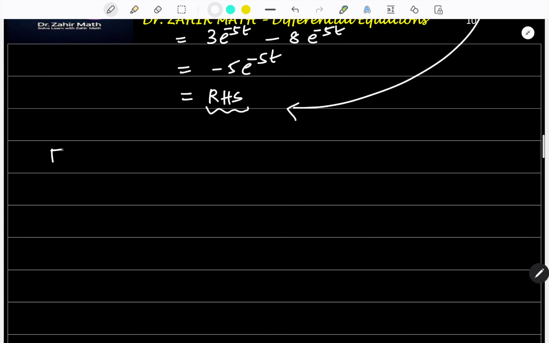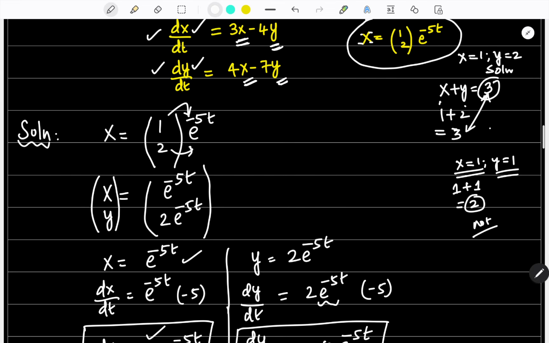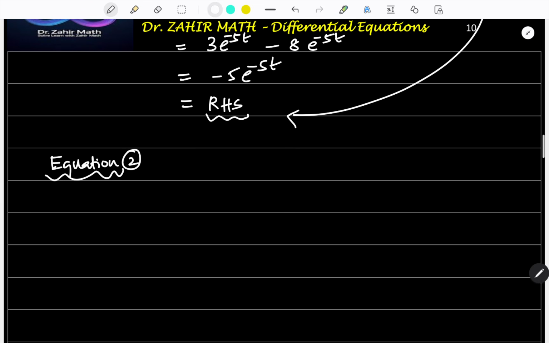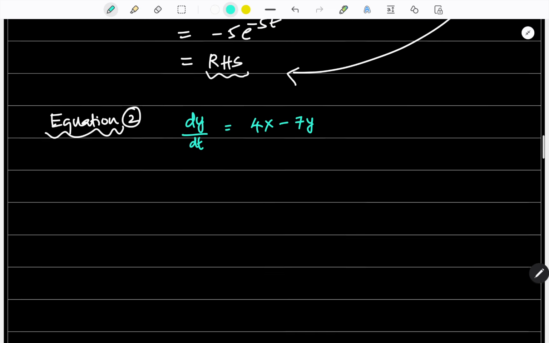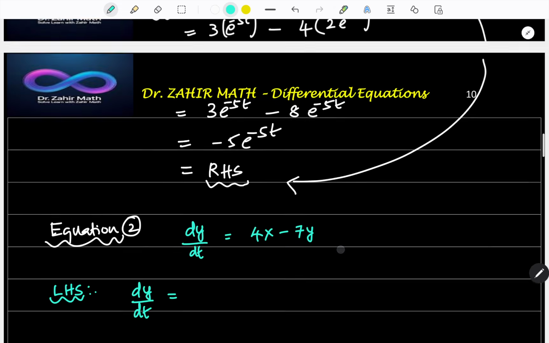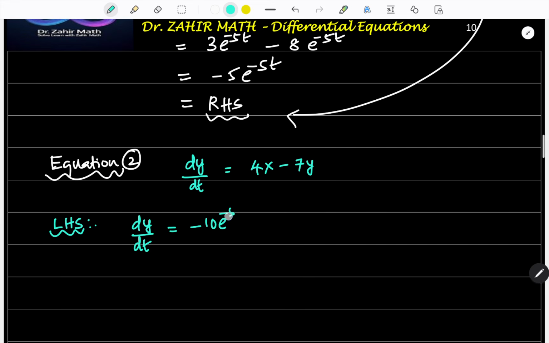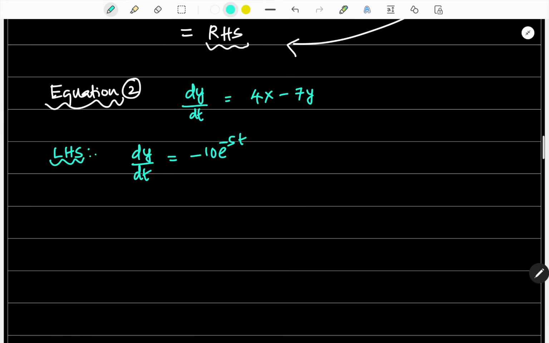Now we have to check equation number 2. What is your equation number 2? This is your equation number 2. dy by dt equals 4x minus 7y. So what is your left hand side? Your left hand side is dy by dt. Just now we calculated, how much is dy by dt? It is equal to minus 10, so minus 10 e power minus 5t. Let us call this the left hand side. Now the right hand side. So what is the right hand side?